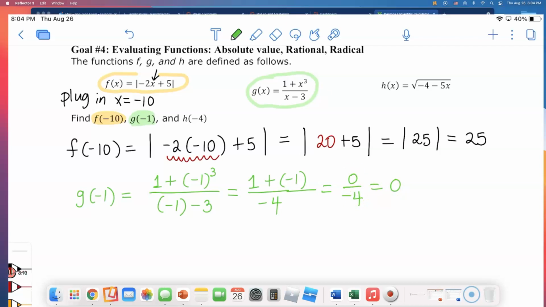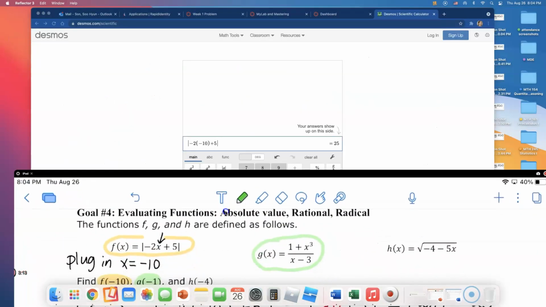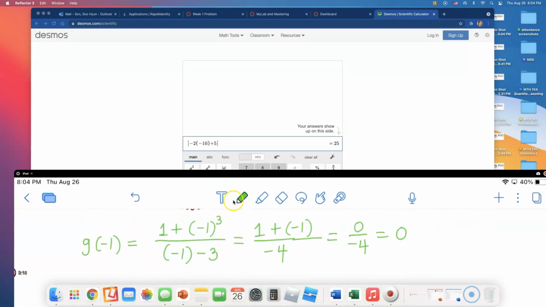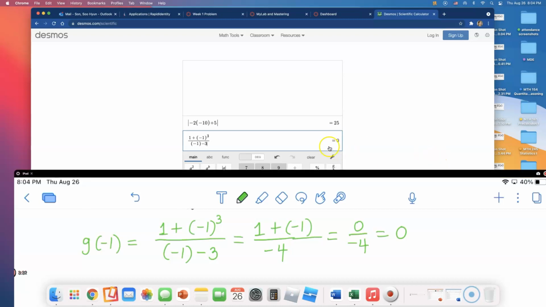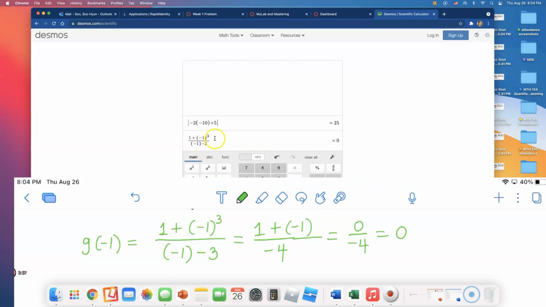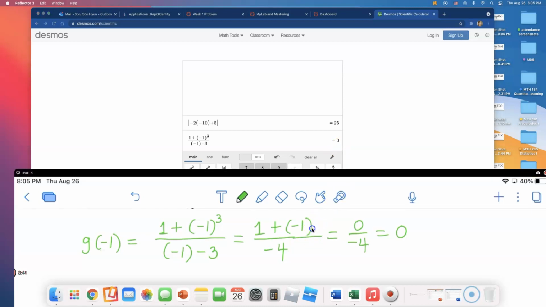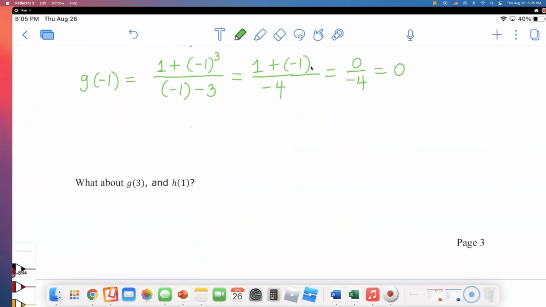Now, if you want to check your answer, we can type this in too. I got my Desmos Scientific Calculator open. I can do the fraction button. 1 plus -1 cubed over, whoopsies, let me go down to the bottom of the fraction. -1 minus 3. That comes out to be 0. I always check my work because when you're doing your homework on ALEKS, if you make a tiny little mistake, it's going to take you back and ask you to do one more question. So I would always check answers.